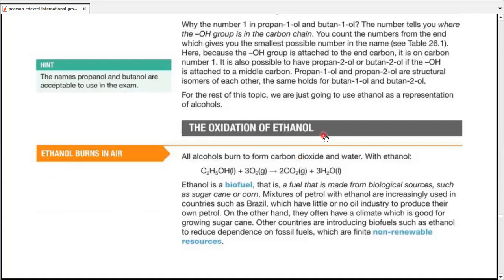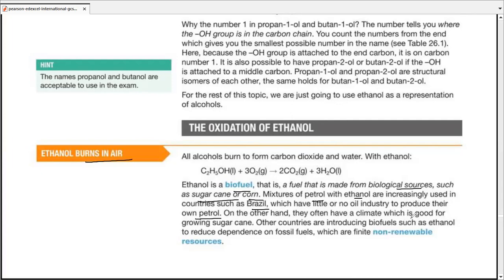Now let's talk about the reactions. Oxidation of alcohol. We're going to begin with this one. This is much like combustion. Ethanol burns in air. We call it a biofuel, a fuel that is made from biological sources such as sugarcane or corn. Mixtures of petrol and ethanol are increasingly used in countries such as Brazil, which have little or no oil industry to produce their own petrol.